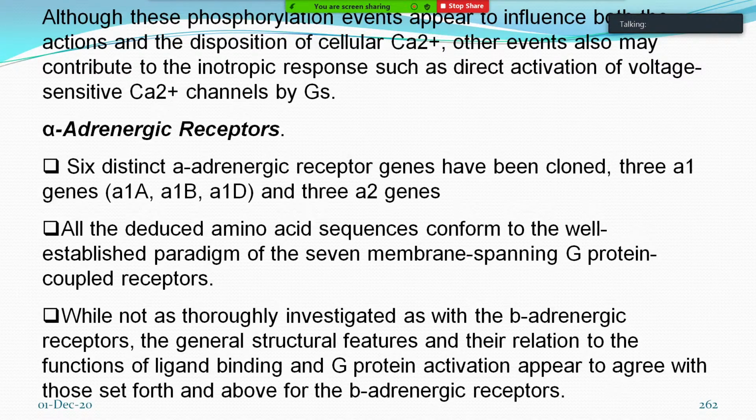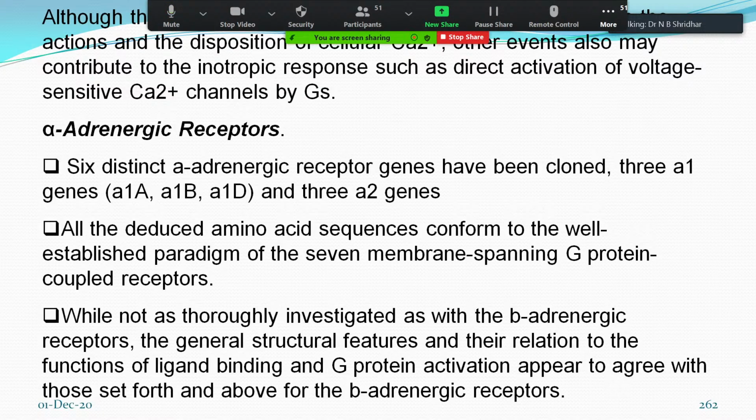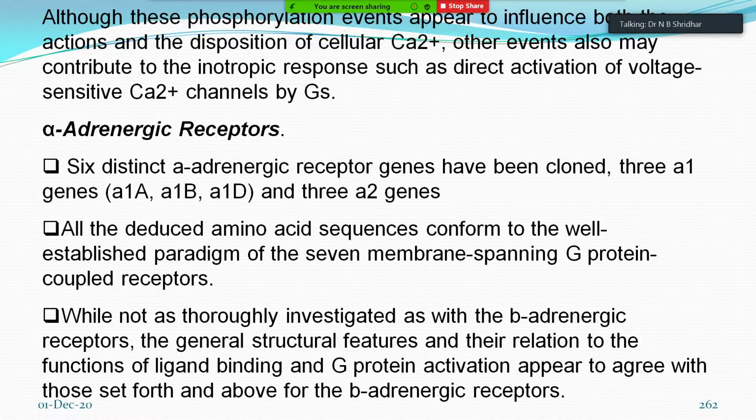Of the alpha adrenergic receptors, there are 6 distinct types of receptors. Especially, alpha receptor genes have been cloned, 3 alpha 1 and 3 alpha 2 genes. Already we know alpha 1A, alpha 1B and alpha 1D, whereas alpha 2 A, B, C. There are another three types of genes, and nowadays alpha 2D is also there, and all the deduced amino acid sequences conform to the well established paradigm of 7 membrane spanning G protein-coupled receptors.